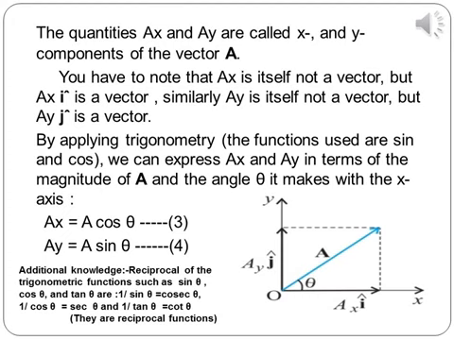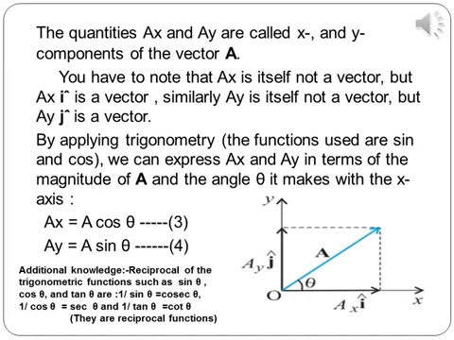From the given figure below, theta is the angle made by the direction of the vector A with respect to the x-axis. Then cos theta is equal to adjacent side divided by hypotenuse of the given right triangle. Adjacent side is represented by Ax and hypotenuse is represented by A. Then cos theta is equal to Ax divided by A. Then Ax is equal to A cos theta, which is the expression 3.